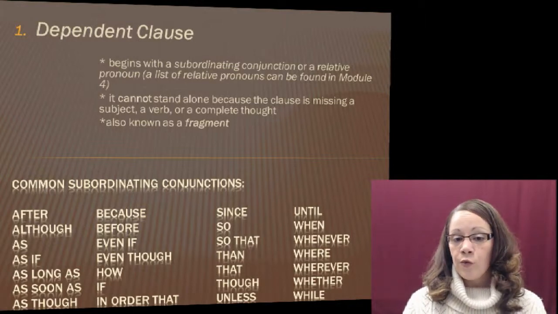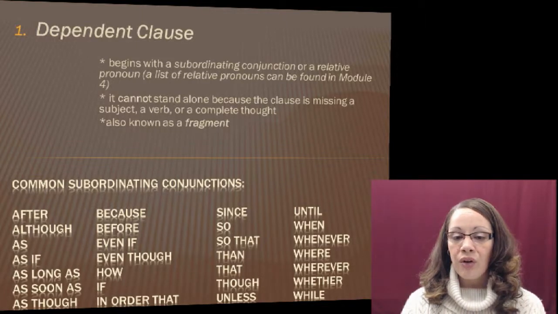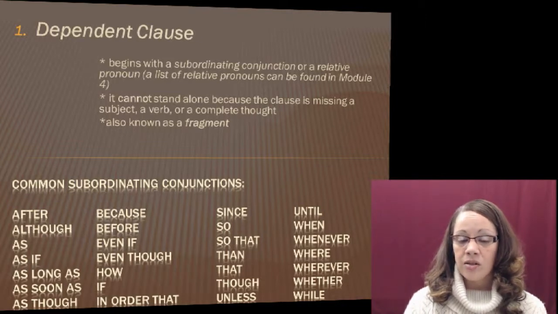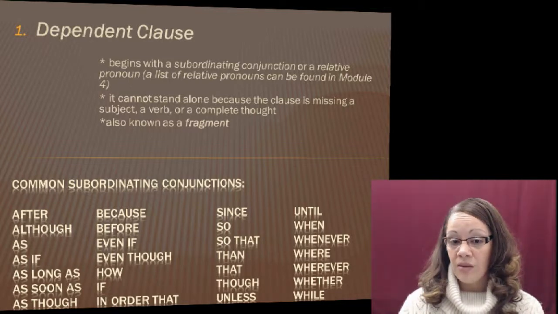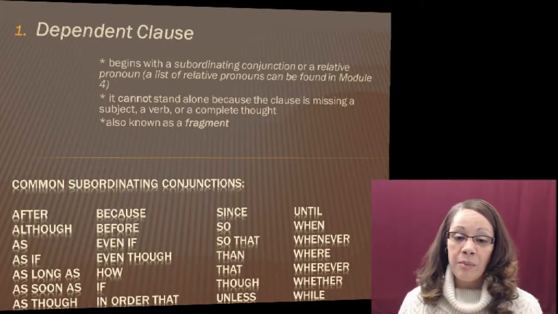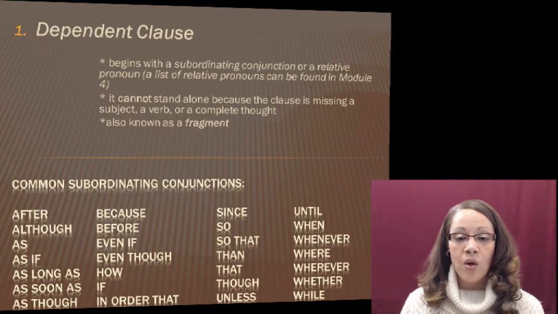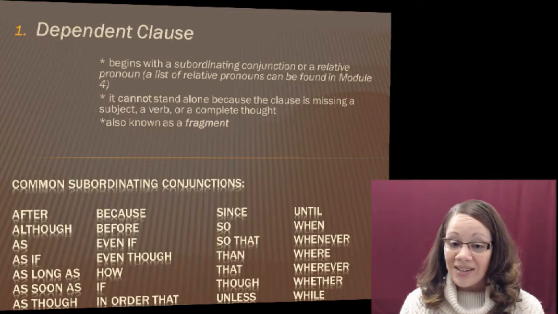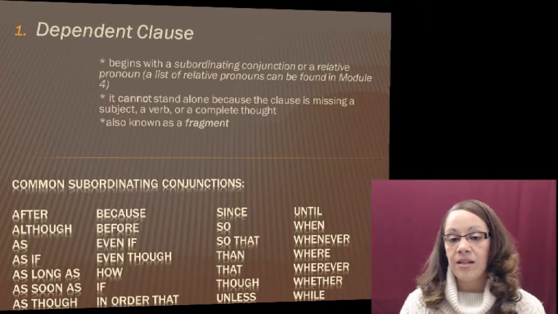So I do have a list for you at the bottom of your screen of common subordinating conjunctions that begin with "after" and end with "while." Please just familiarize yourself with this list of subordinating conjunctions. If your clause begins with one of these words, you know that you have the beginning of a dependent clause. Now, if you combine a dependent clause with an independent clause, you do get a complete sentence, but a dependent clause by itself is not going to be a sentence. It will not have a verb or a subject of the sentence in it.